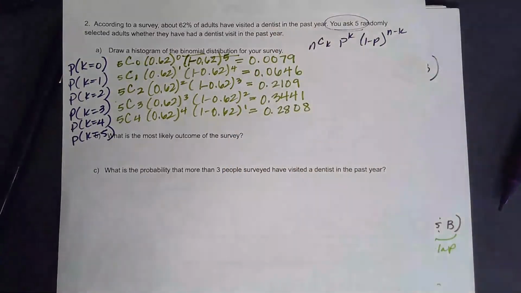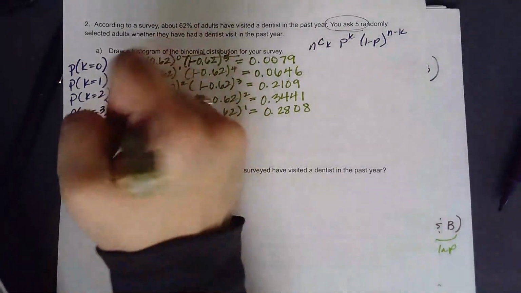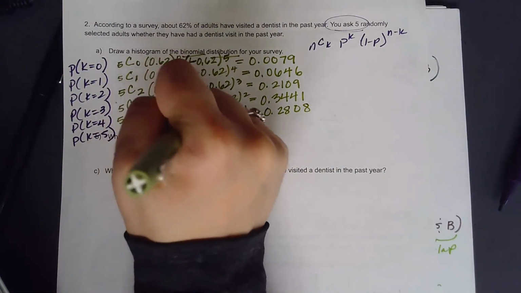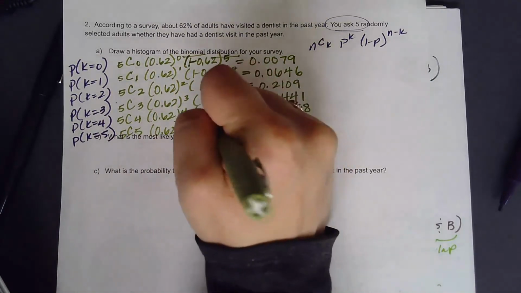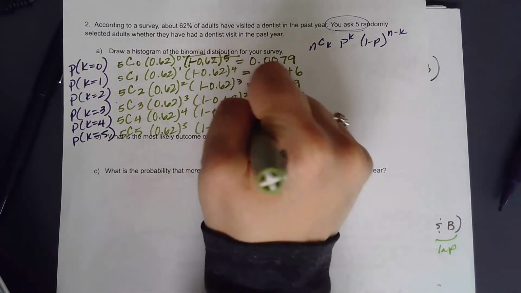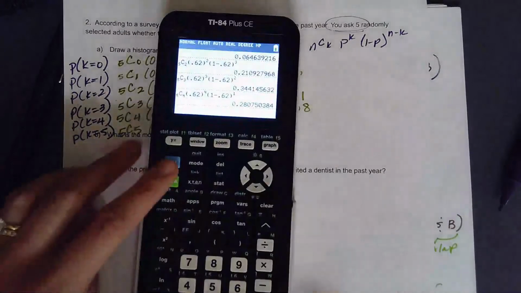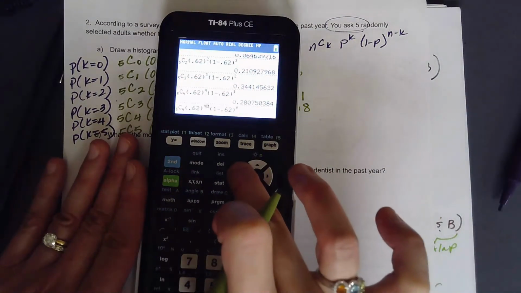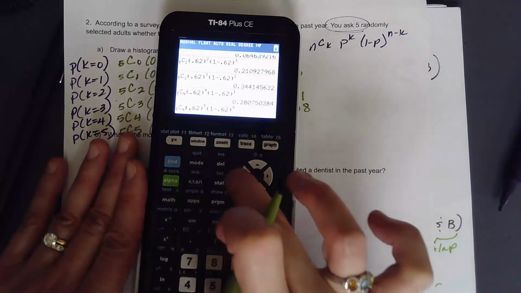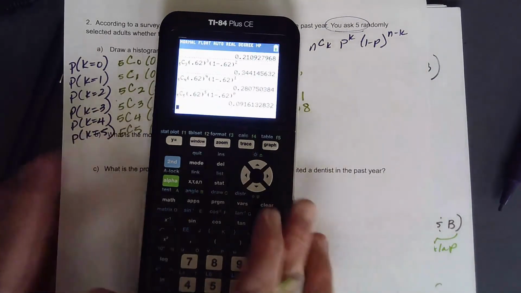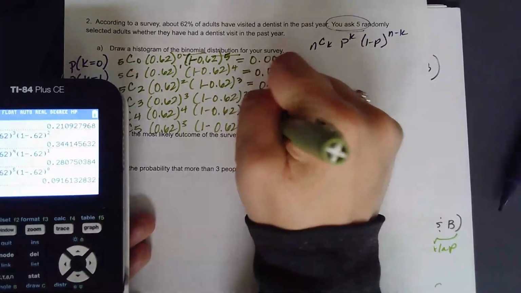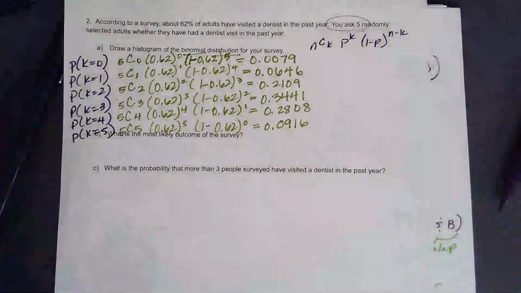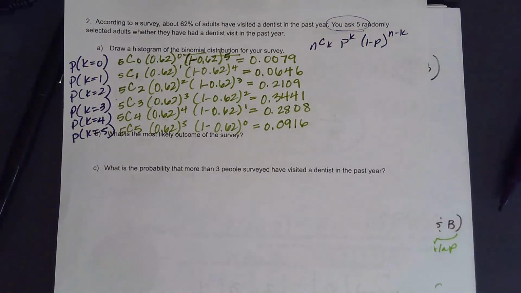I got 0.2808. And then the last one, 5C5, 0.62 to the 5th, 1 minus 0.62 raised to the 0. Hit second enter. Let's change our numbers here. So I got 0.0916. All right, so this is the probability of each of these outcomes happening.